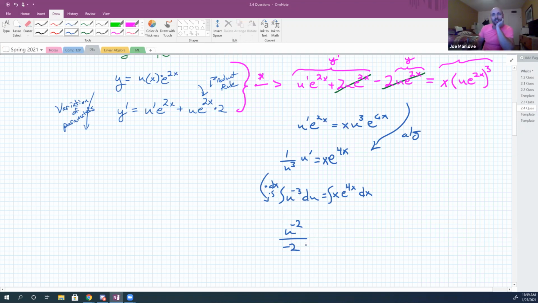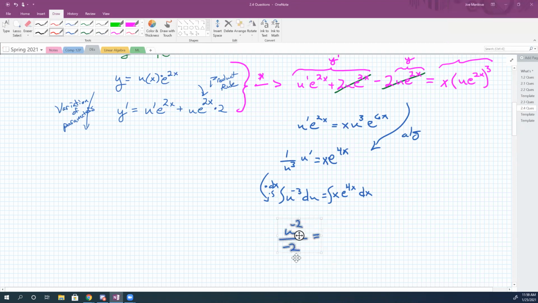All right, so on the other side, we're going to need to do a little integration by parts. Bummer. Okay, so what's your integration by parts look like? It never gets better.